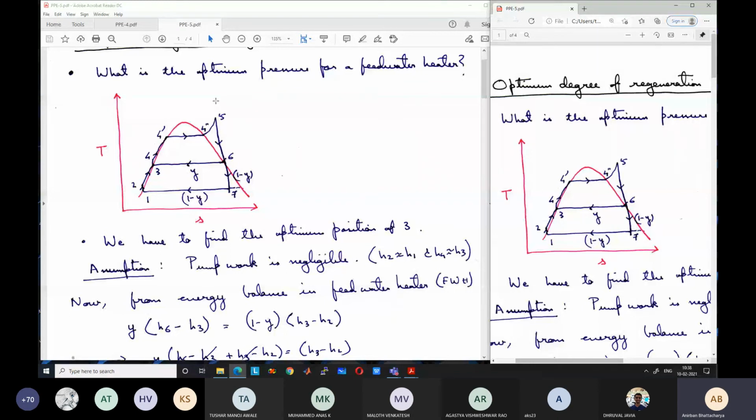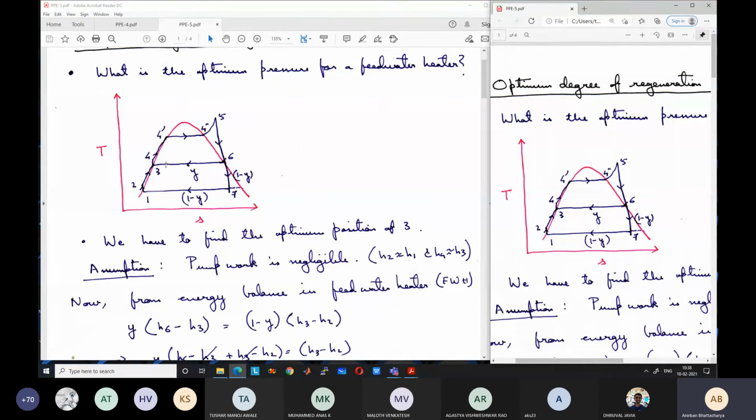So our problem can be stated as finding the optimum position of point 3. Depending on different feed water heater pressures, the point 3 location will change. It can be lower or higher. We need to find the optimum position of point 3. Optimum in which sense? Optimum such that the efficiency is maximum. So we have to find the position of point 3 between 2 and 4 dash so that the efficiency is maximum.